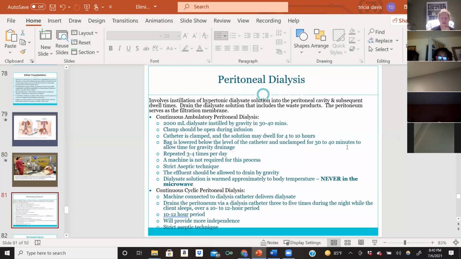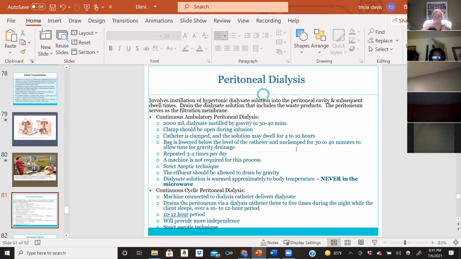We can do something called peritoneal dialysis. So there are 2 types of peritoneal dialysis, and I'm going to show you pictures. Peritoneal dialysis works by instilling a hypertonic dialysate solution into the peritoneal cavity of the patient, with different dwell times. So we put this dialysate solution in and it dwells for a certain amount of time. While it's dwelling, it's grabbing all the toxins that are supposed to come out and pulls them into this fluid.